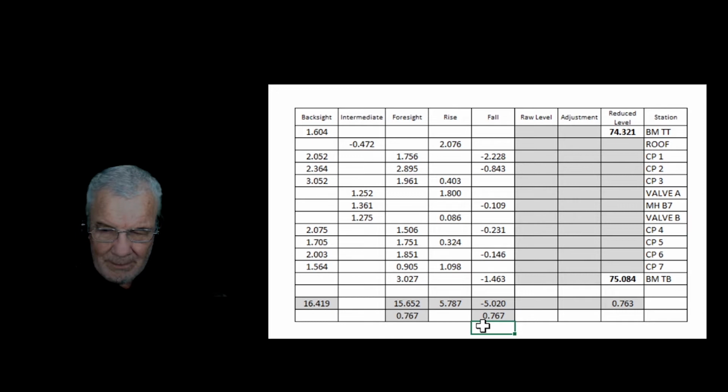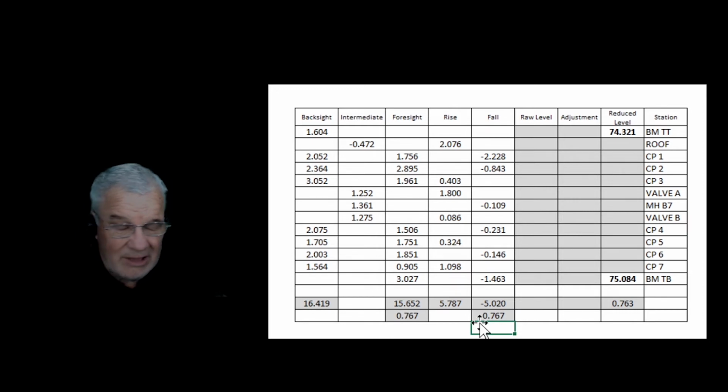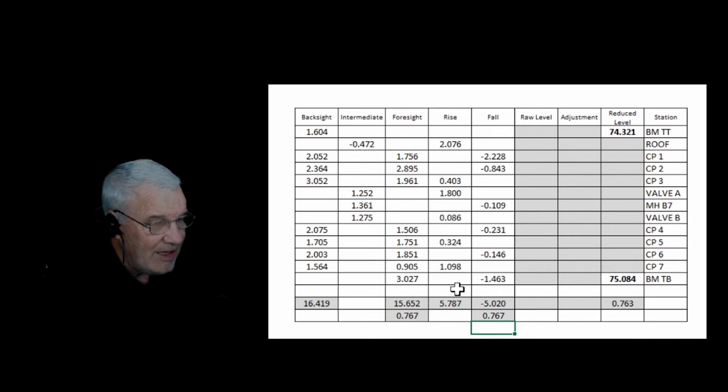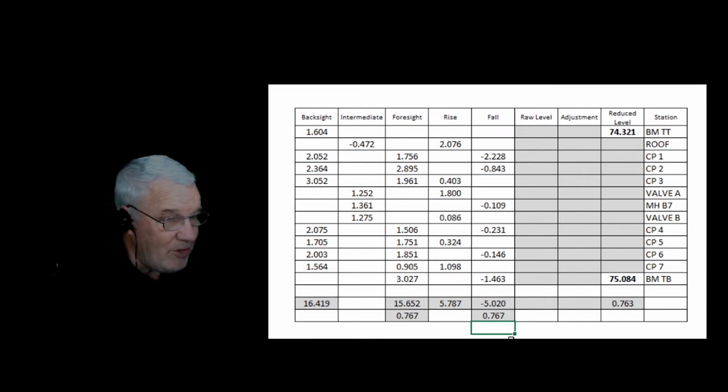0.767, they're equal. Now at this point, if they're not equal, if you're doing it by hand, you've mucked up, you've done it wrong. So you need to go back and check at this point. You might have added these up wrong, or you might have done the rises and falls wrong. So you need to go through and check each one. Typically I'd check the rises and falls first. It's quite easy to get them in the wrong column. But we're all good. Spot on the money.